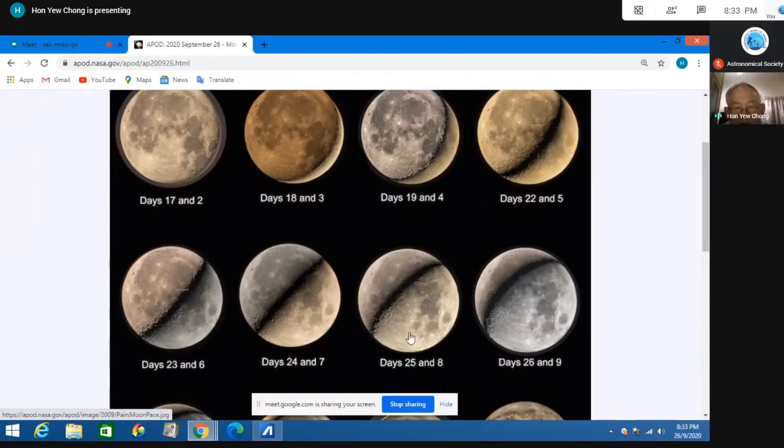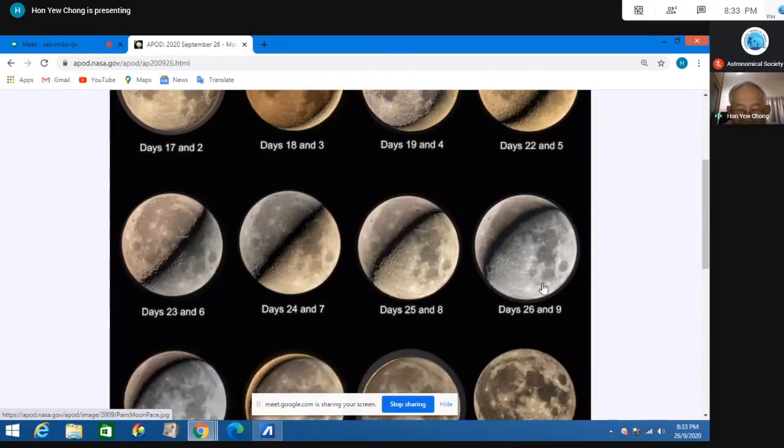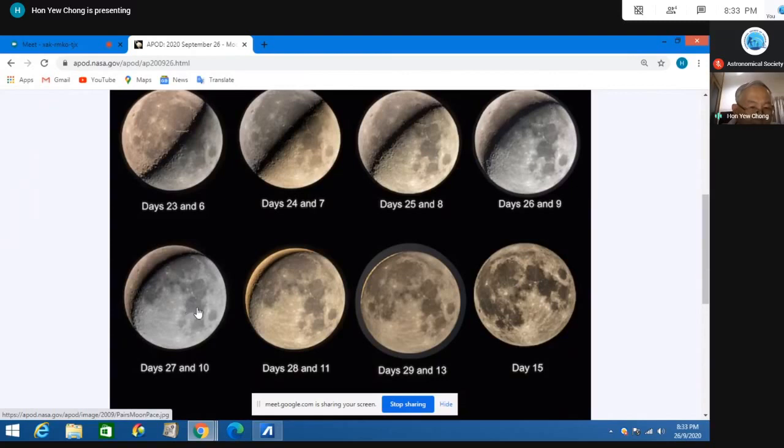Day 25 on the left, dark; day 8, bright. You see, the bright part is expanding. It's a gibbous moon here. And then day 26, day 9; day 27, day 10. And finally you come back to a full circle, which is day 15. Day 15 means the bright part is a full moon. There's no dark part.